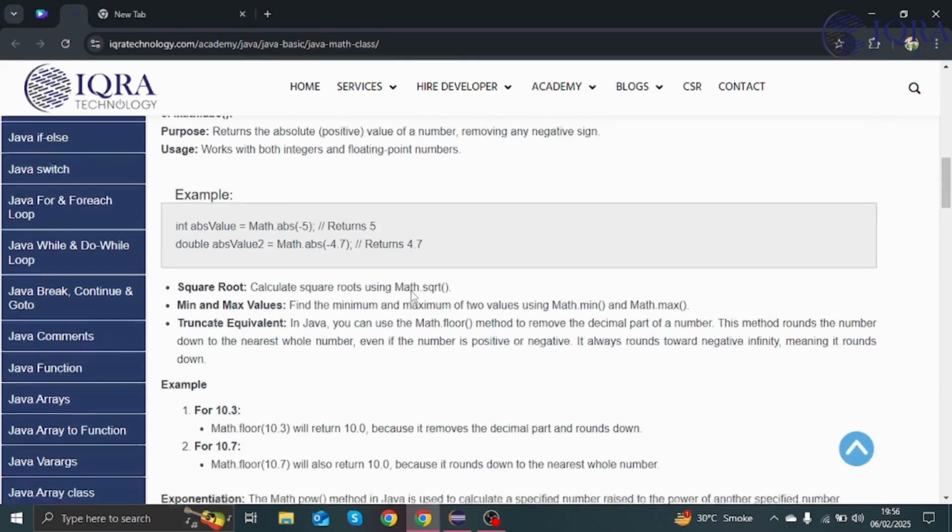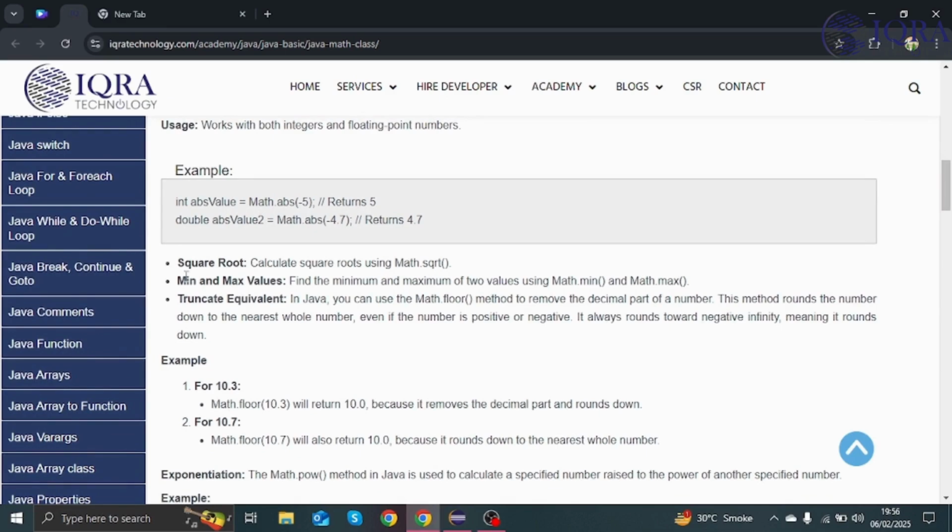We have more methods like square root, min and max values, and truncate equivalent. Math.sqrt basically finds the square root of the number. We have minimum and maximum values: Math.min is used to find the minimum value between two values, and Math.max is used to find the maximum value between two values. And we have the truncate equivalent. You can use the Math.floor method to remove the decimal part of the number. This method rounds the number down to the nearest whole number.